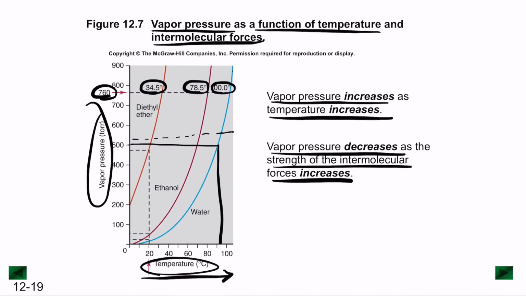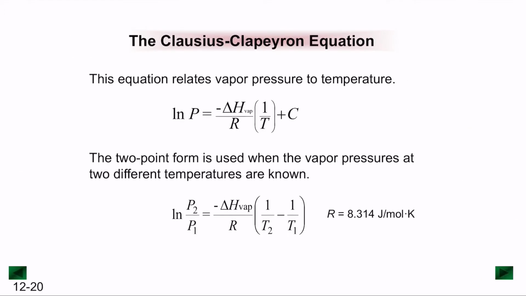So this is an example where you take water here. Water has a lot more intermolecular forces than ethanol and diethyl ether. That's the reason why its vapor pressure in general is much lower. So the vapor pressure will decrease when you have higher intermolecular forces. One of the important equations that can be used to write down the vapor pressure is the Clausius-Clapeyron equation.